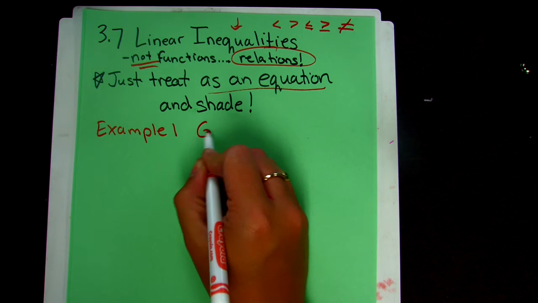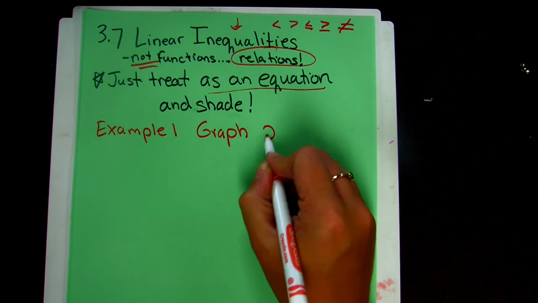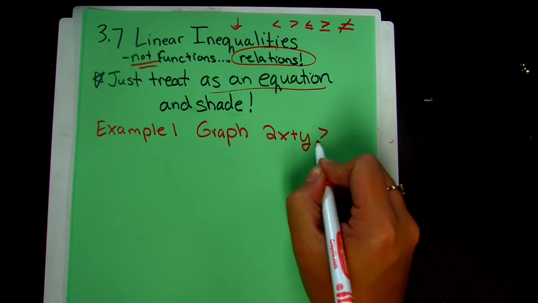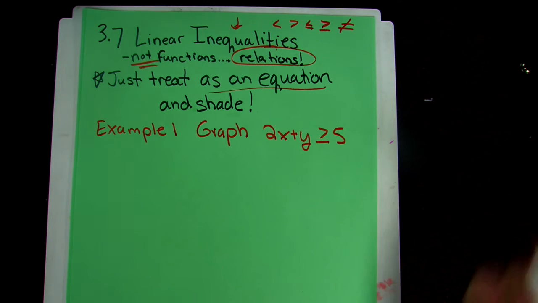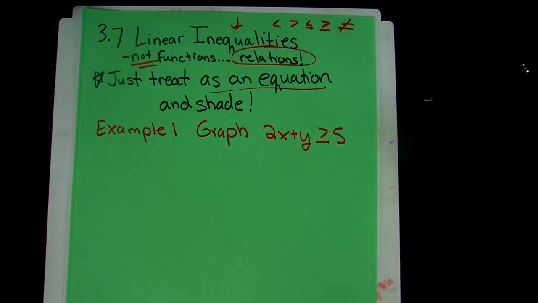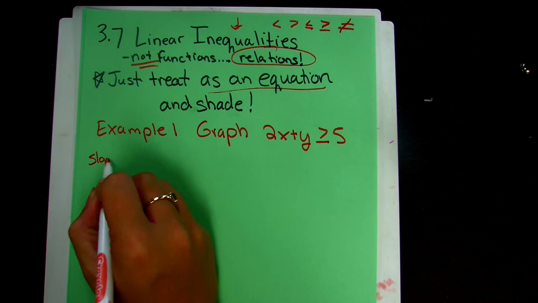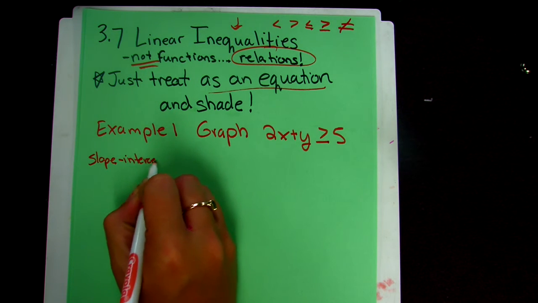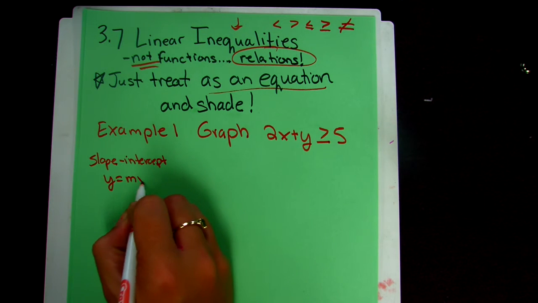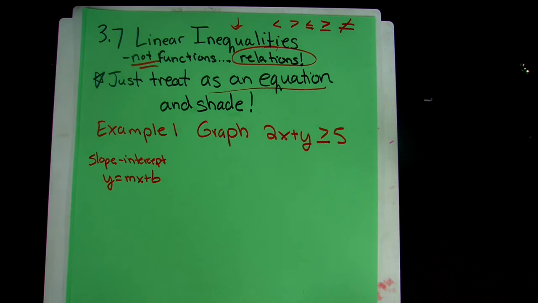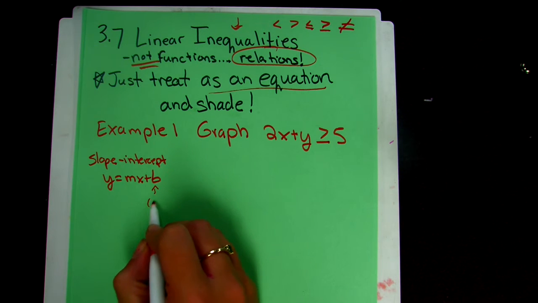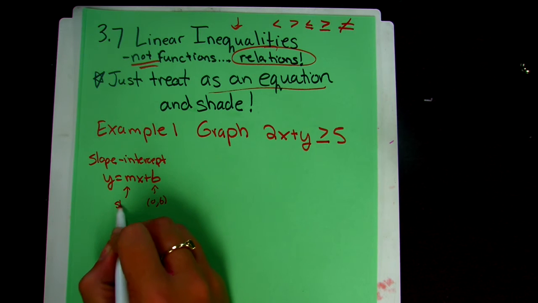We'll start with wanting to graph 2x plus y is greater than or equal to 5. So the first thing we want to do is consider this linear inequality as if it were a linear equation, and then we'll graph it. So if I were to graph this as an equation, I would want to solve for y and put it into slope-intercept form. So remember, slope-intercept form is y equals mx plus b. Because once I have that, I can graph it using my y-intercept and my slope.